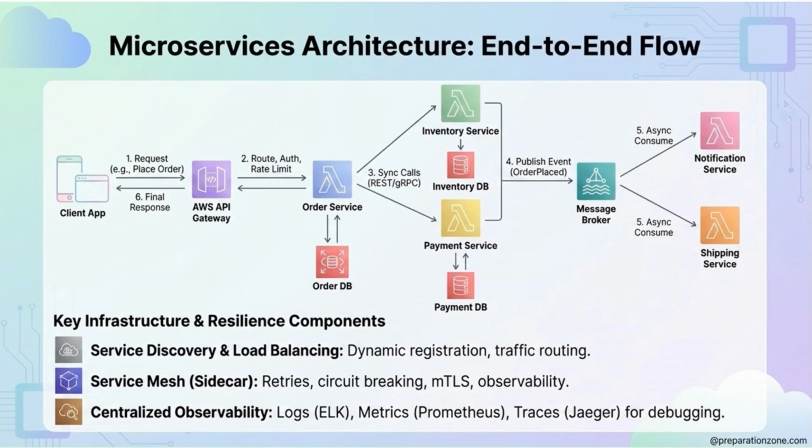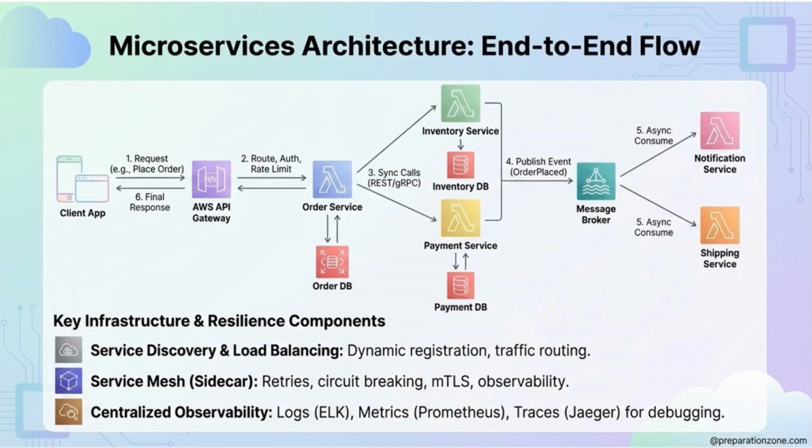Then service mesh magic, that is Istio or Envoy. A service mesh quietly handles retries, circuit breaking, encryption, and observability. So developers can focus on features, not networking. Then centralized observability. All logs go to ELK, metrics to Prometheus, and traces to Jaeger. This gives us a clean picture of everything happening across the dozens of services.